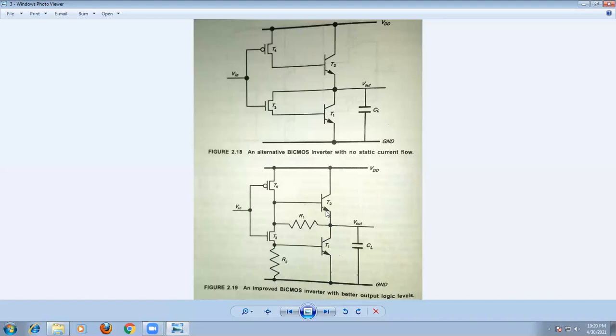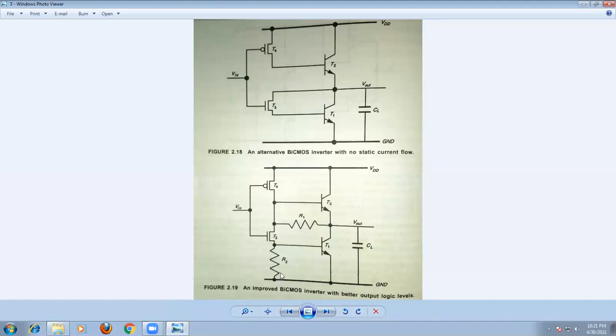The base discharge is provided now, but this circuit is also not widely used. Why? Because these are discrete components. R1 and R2 are discrete components, and fabricating these resistors requires very large space in the integrated circuit. Therefore, we are not going to incorporate resistors R1 and R2 in the BiCMOS technology circuit, so this circuit is not useful. It requires very large space.